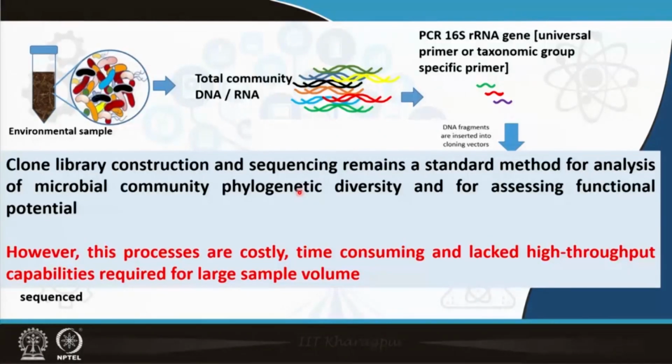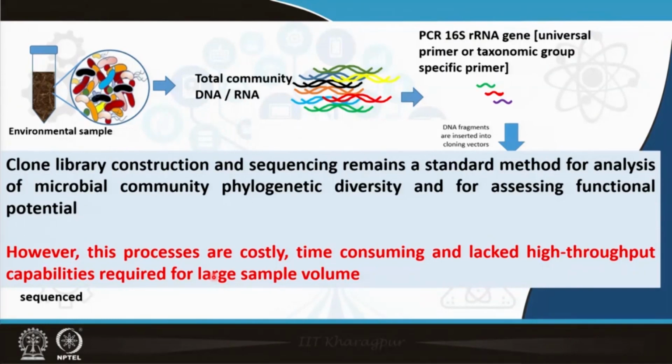So based on or using those target genes, clone library based methods were adopted, and it was very successful. However, these processes of clone library and then sequencing them are costly, time consuming, and lack the high throughput capabilities required for large sample volume. They are costly because you have to first clone them, and then you have to sequence them, and also time consuming, depending on how many clones you are going to sequence.